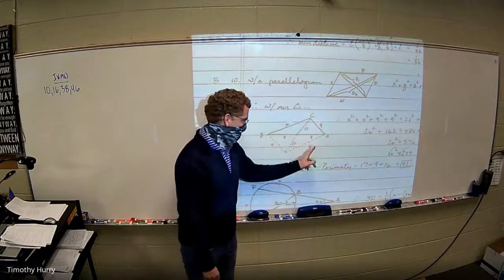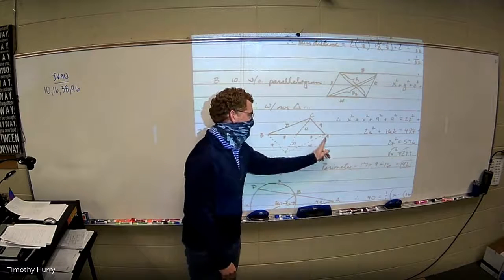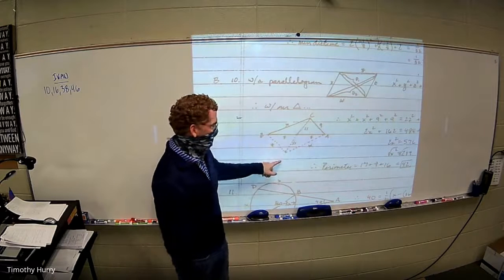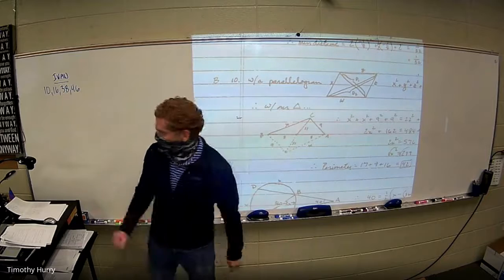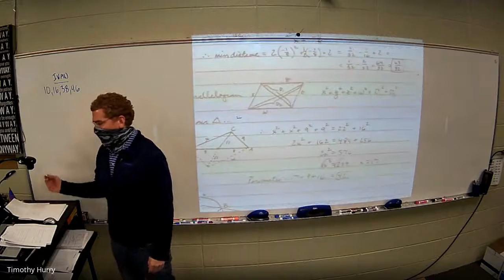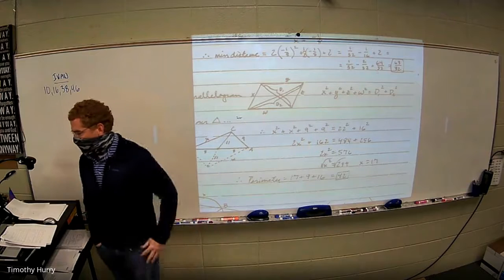So that squared plus that squared plus that squared plus that squared equals 16 squared plus 22 squared. So that's the only algebra that I did on that. And then I just simplified. Of course, I have to square root it at the end, and it works out nicely.